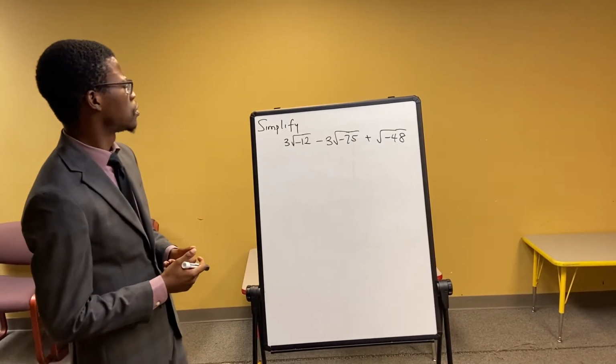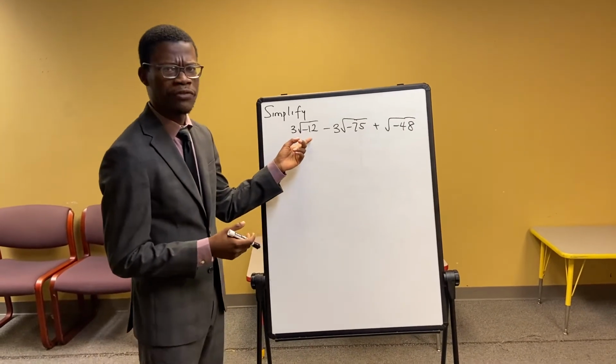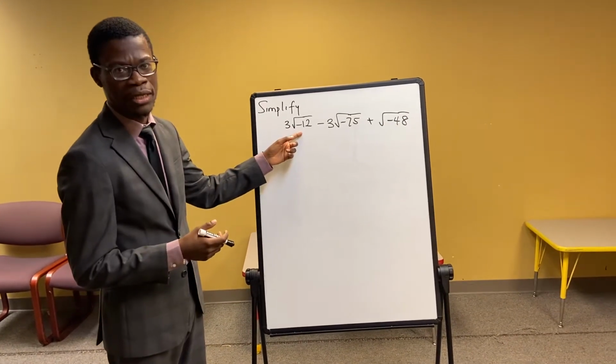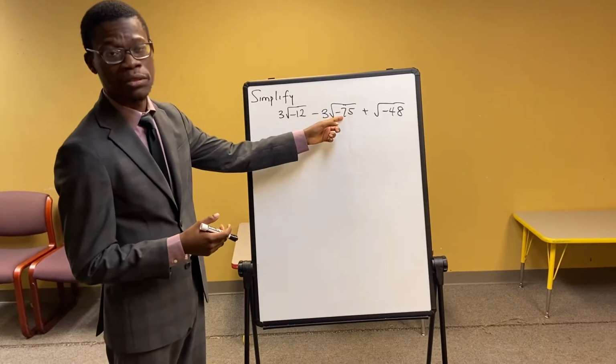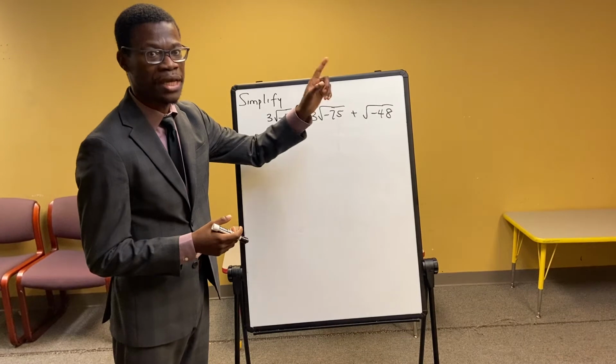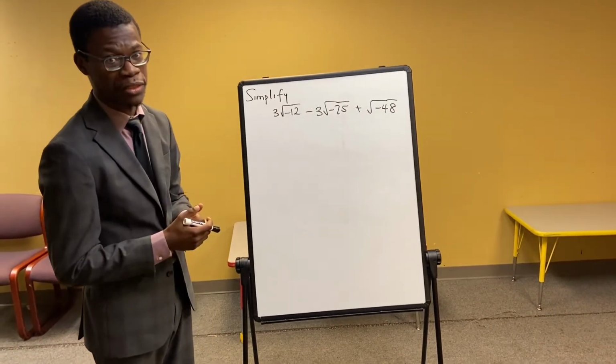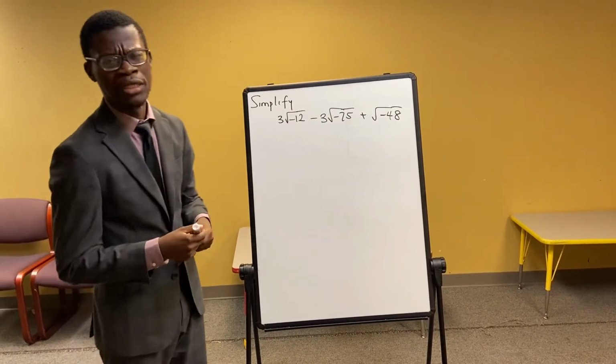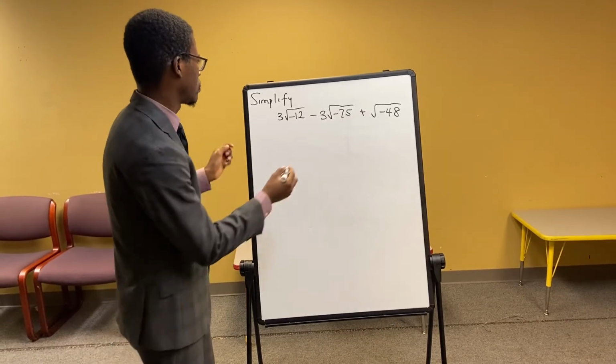Now, first question, what's the square root of minus 12? If you type this in a calculator, you'll get an error. Same with square root of minus 75. Same with square root of minus 48. You will get an error message. Okay? Now, imagine we wrote these things like this.